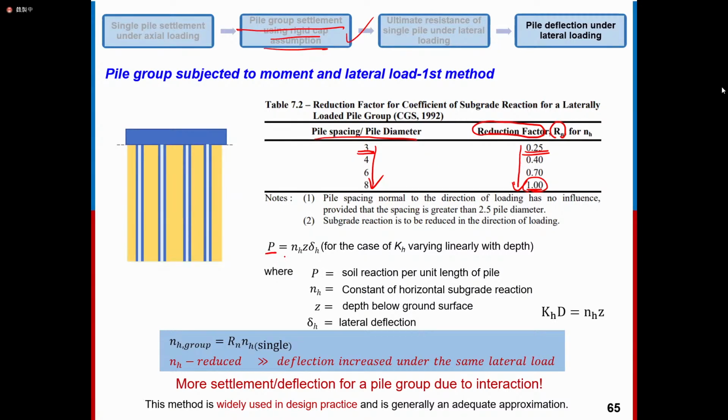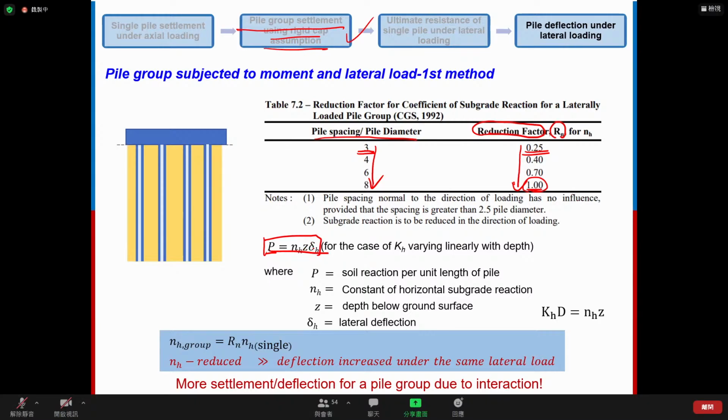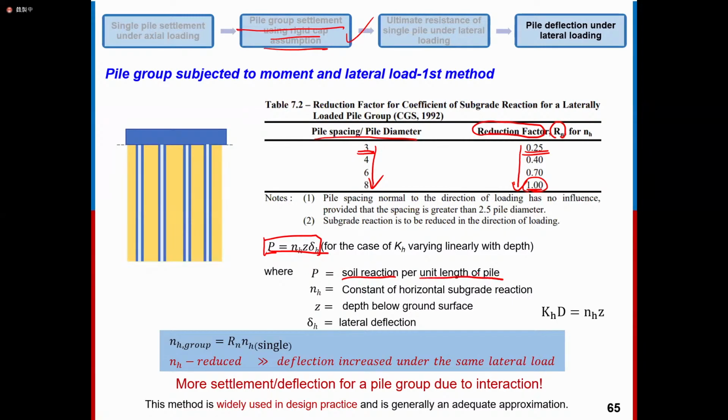So this equation we have already discussed. P is equal to NH multiplied by Z, then multiplied by delta H. That is the soil reaction per unit length of pile, the constant, the depth, and the lateral deflection. So we can conclude that with NH reduced, the deflection will increase under the same lateral loading. So there is more settlement or deflection for pile group due to the interaction.